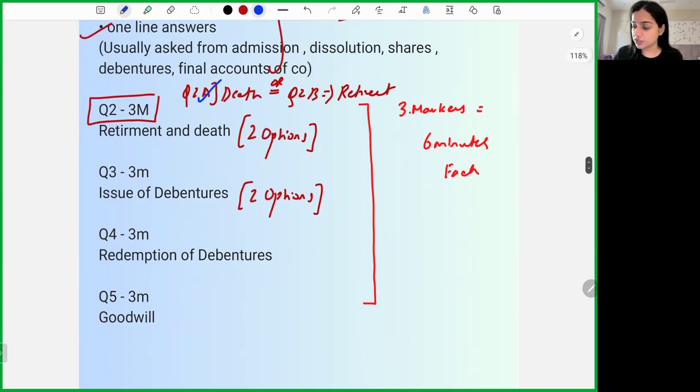Next, I have issue of shares. Sorry, issue of debentures. In case of issue of debentures, again, a three marker.